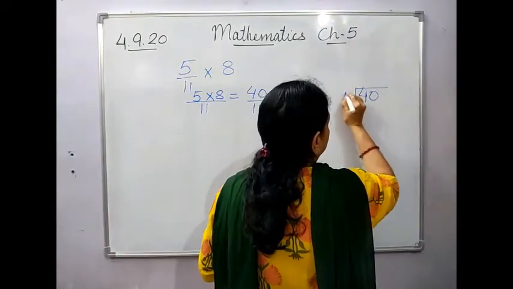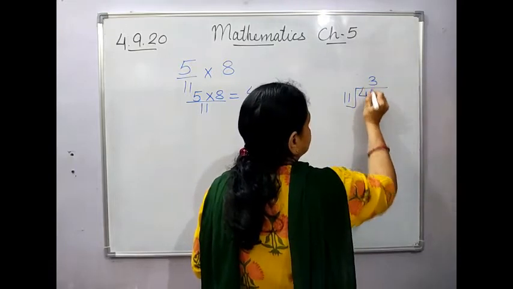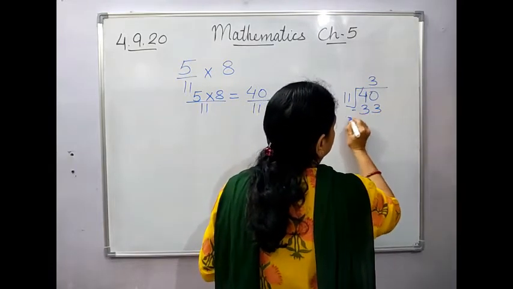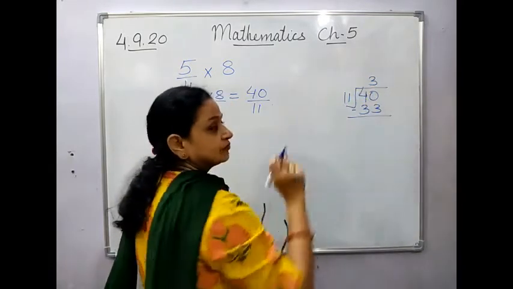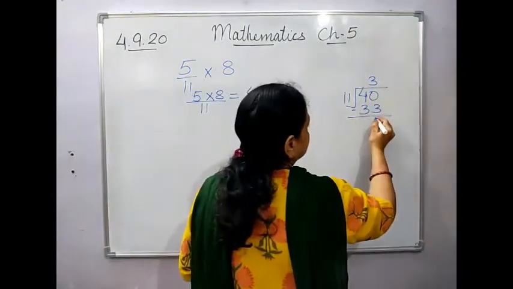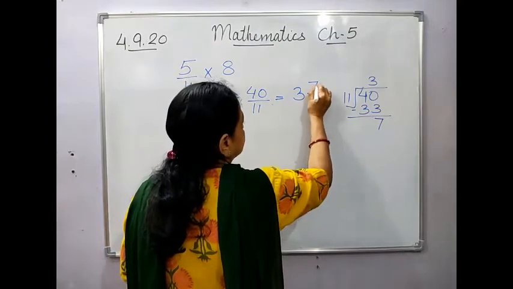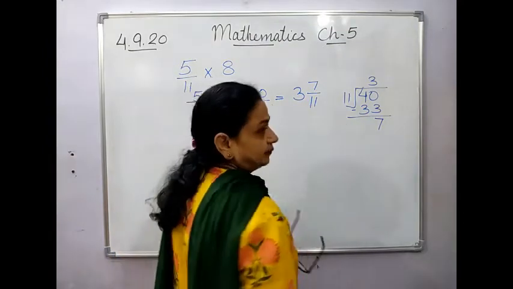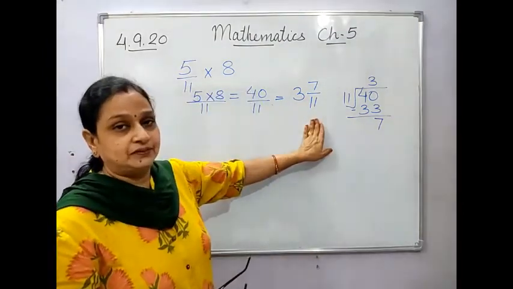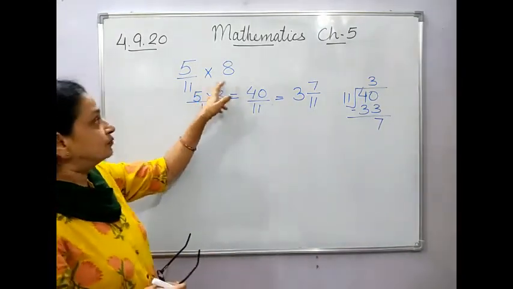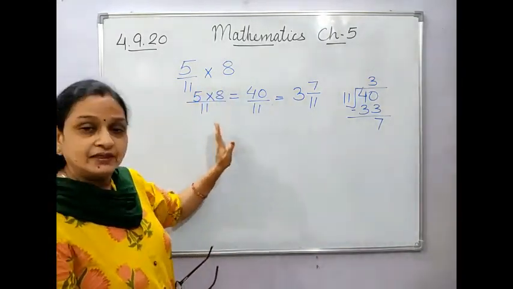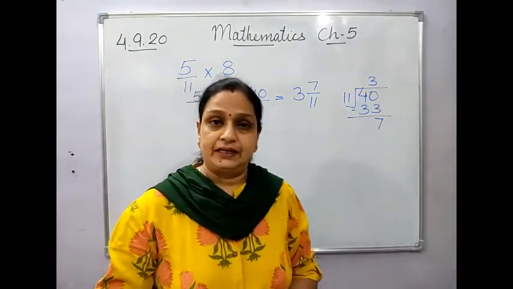40 divided by 11. 11 3s are 33. Because 11 4s are 44 will become bigger. 40 minus 33 is 7. So your answer is 3 whole number 7 upon 11. This is the reduced form. So this is the answer of the multiplication of this sum. This is how we do multiplication.